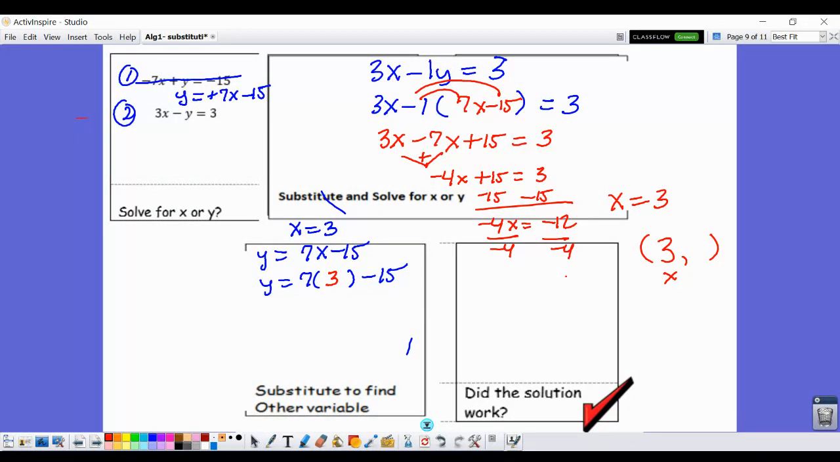All right, let's see how you did. So the 3 goes in for the x. 7 times 3 is 21. 21 minus 15 is going to give me 6. Y is going to equal 6. Okay, take a minute, hit pause, and check it. See if you did it right.